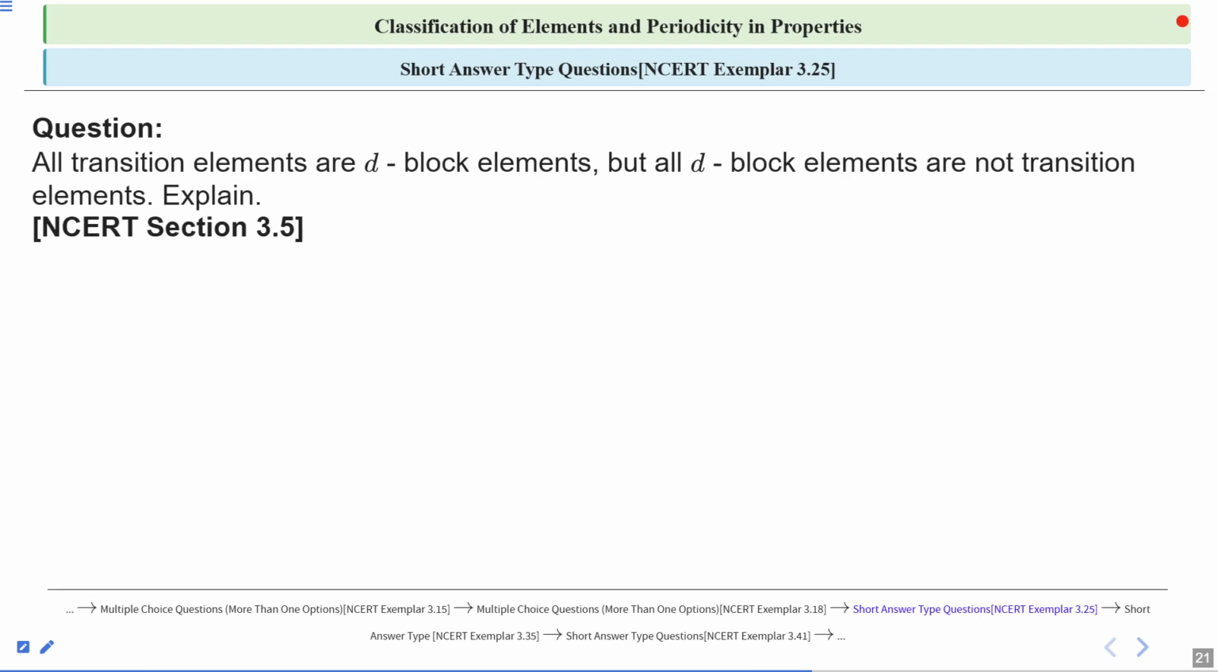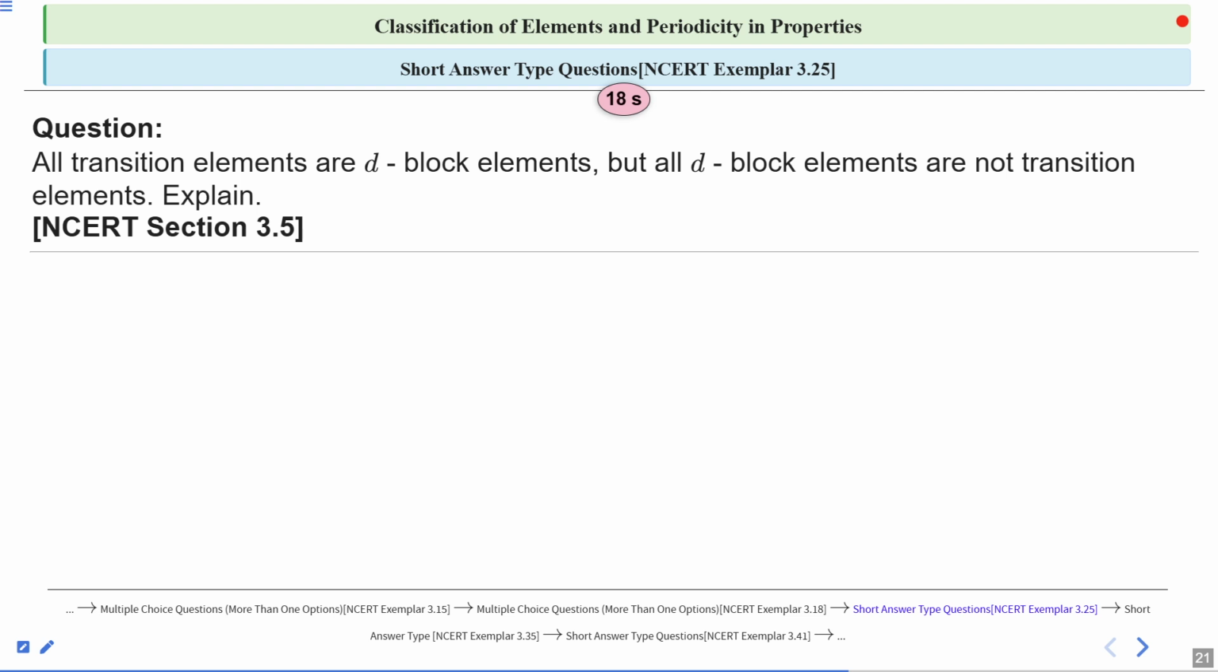Moving on to the next question. All transition elements are D block elements, but all D block elements are not transition elements. So this is a very important question. Your time to solve this question starts now. Just try to analyze and think about the examples that belong to the D block element but are not the transition element. So I'm leaving this to you. Meanwhile, I'm starting your timer.